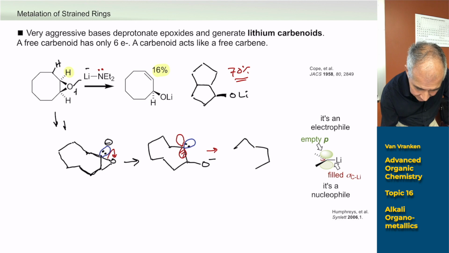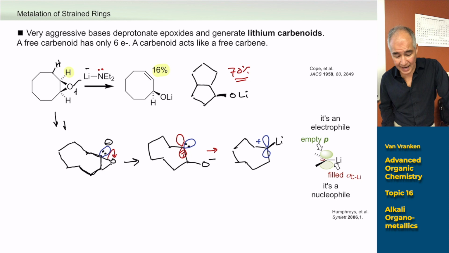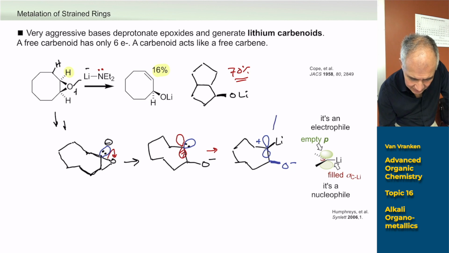You'll eventually have this species that has that lone pair attached to the lithium. It's still nucleophilic, but there's an empty p orbital on here. It behaves kind of like an alkyllithium, super basic, super nucleophilic. It behaves kind of like a carbocation. We call this a carbenoid. Carbenes are usually neutral species, but this species here is called a carbenoid.